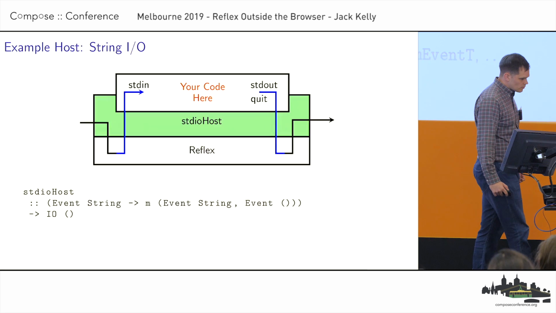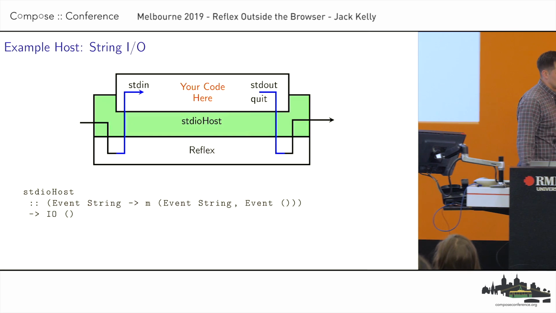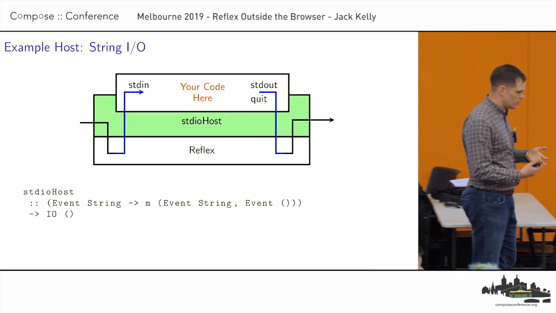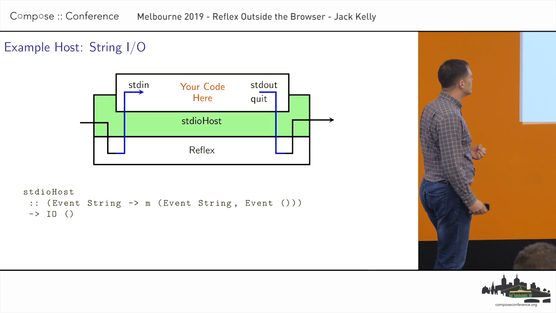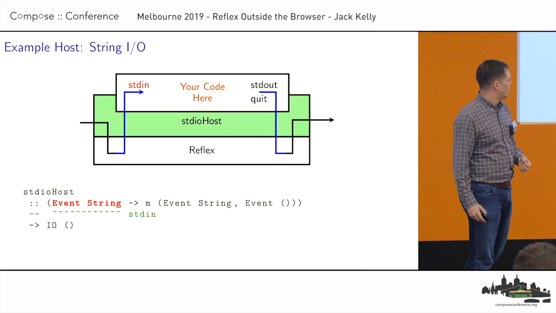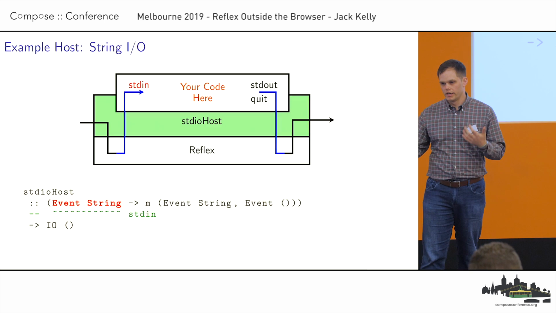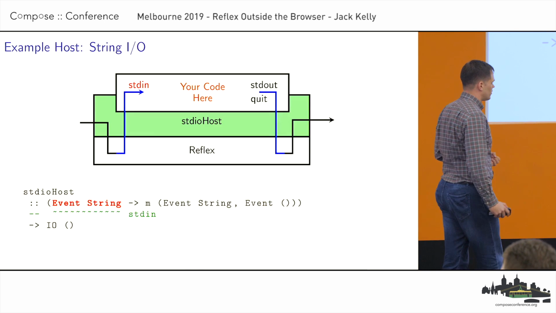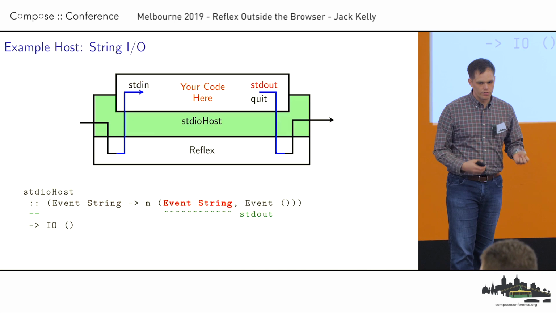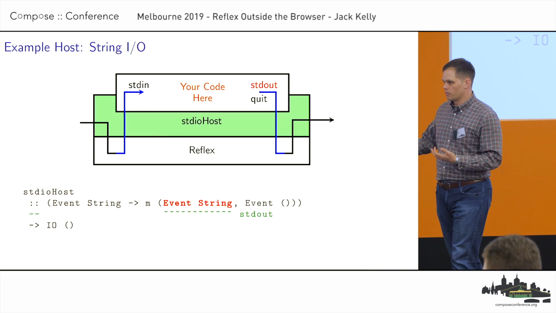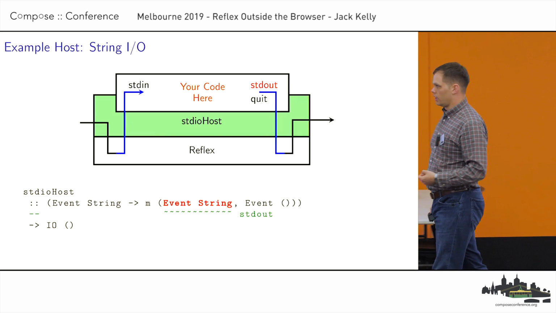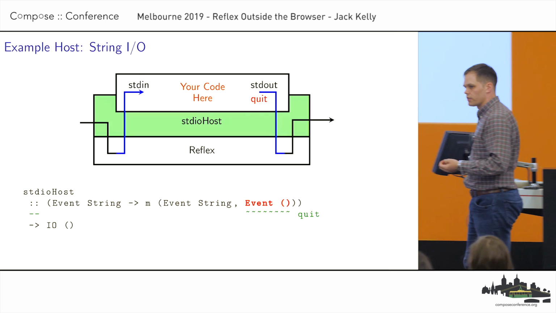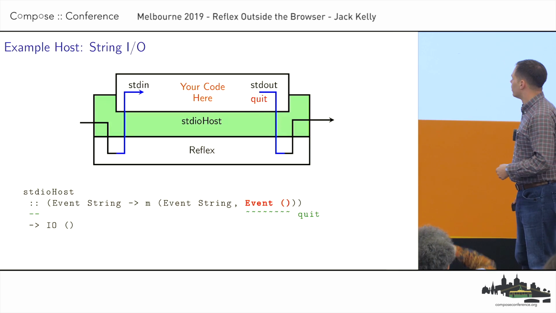So a simple example is to talk about string input-output, sort of in the style of a standard Unixy pipe kind of program. So I have standard input as an event of string. This represents every line that will ever be typed on the keyboard. And I will ask the guest to turn that into an event of string representing every line of text I want to send to standard output. And then also please provide me an event of unit that means please shut down my program, everything's finished.